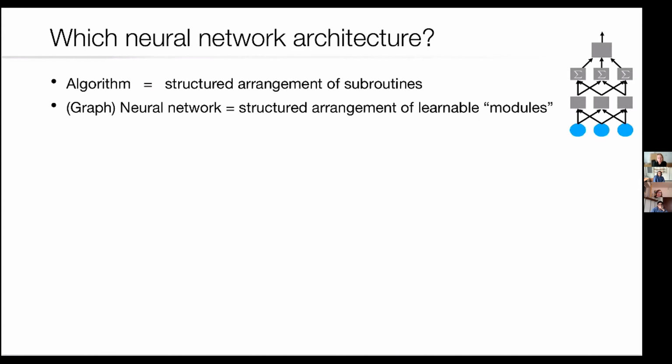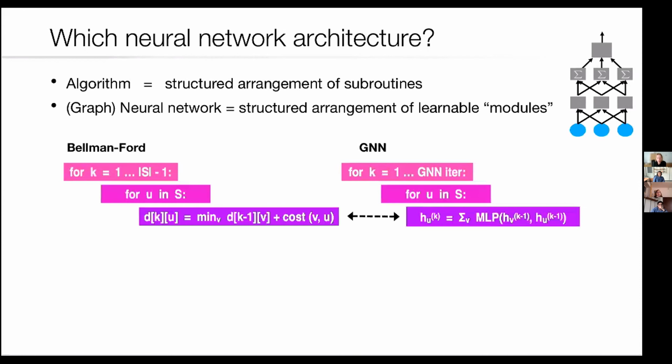To make this a little bit clearer, let me show you one example. On the left here, you see an algorithm for shortest path. That's the Bellman-Ford algorithm that you probably know. It goes in iterations, and in each iteration, it updates the state of each node, and the state represents the currently best distance that we found to the target. That update is a very simple update. You just look at the neighbors and see whether there's a better path through the neighbors.